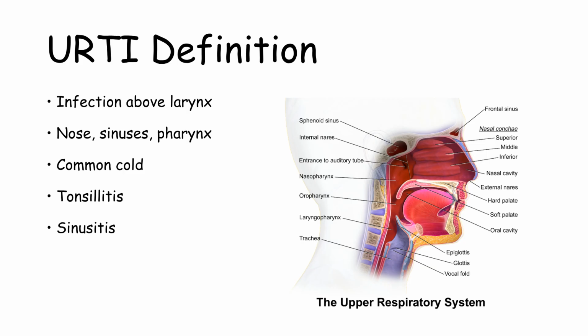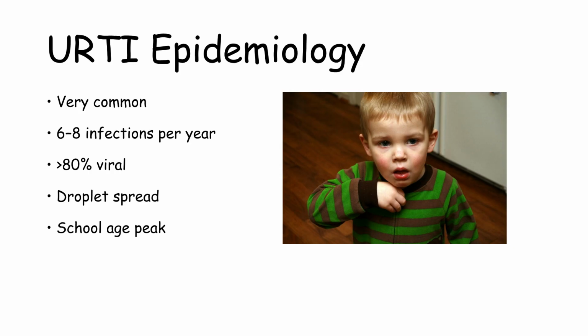An URTI is an infection above the larynx, involving the nose, sinuses, and pharynx. This includes common cold, tonsillitis, and sinusitis. The adjacent image illustrates the anatomy of the upper respiratory system. URTIs are very common in children, with 6 to 8 infections per year being typical. They are mostly viral, spreading through droplets, and peak prevalence is often observed in school-age children.